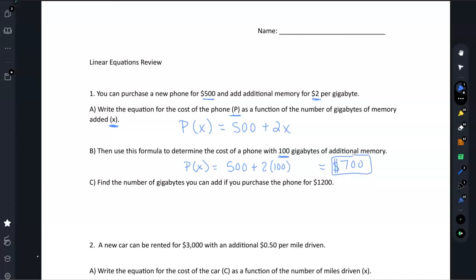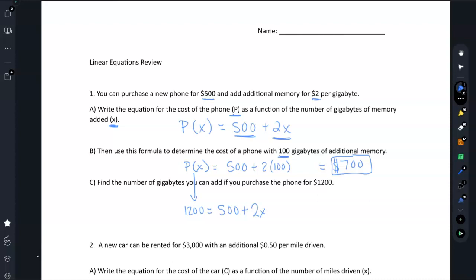So part C says, find the number of gigabytes you can add if you purchase the phone for $1,200. So let's say I have $1,200 and I want to add this phone and I want to max out the amount of gigabytes I can get. So that 1,200 is going to go in place of the P of X. That's how much I'm willing to spend. And then I have 500 plus 2X. And at the moment, I don't know how many gigabytes I want. So that's why my gigabytes is still the variable X.